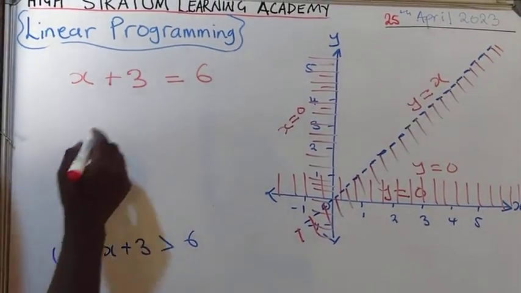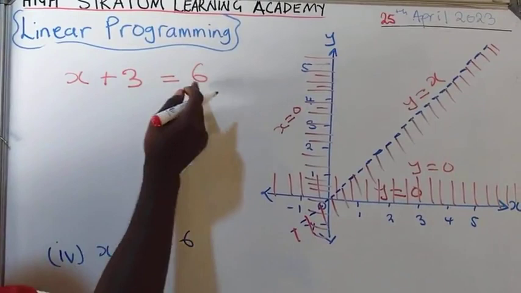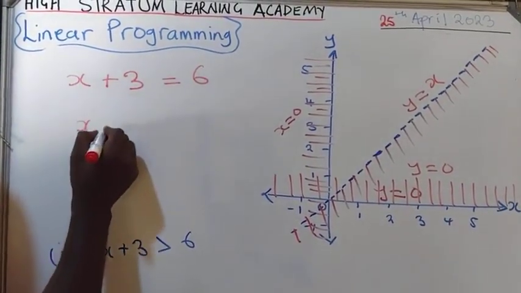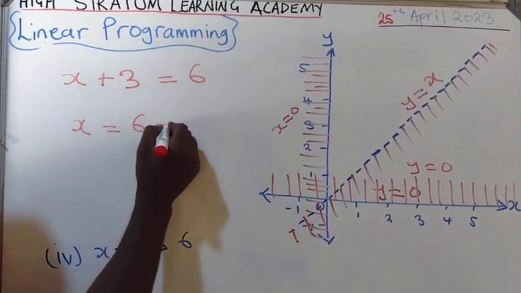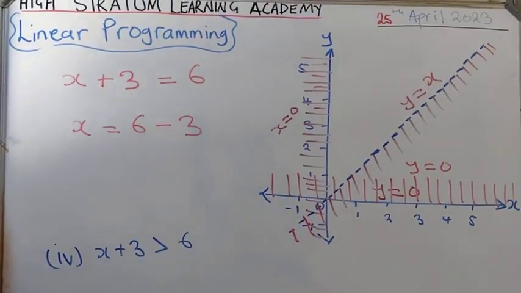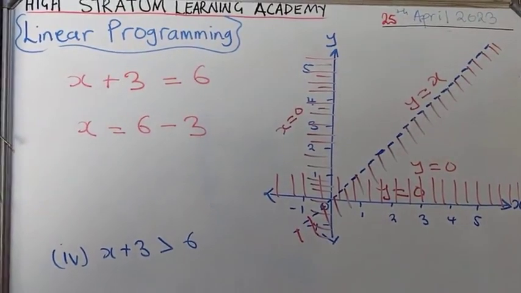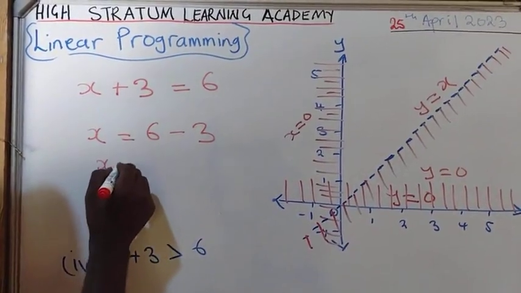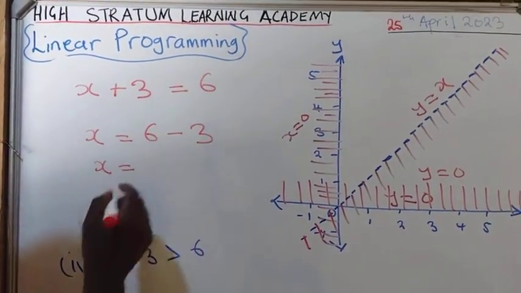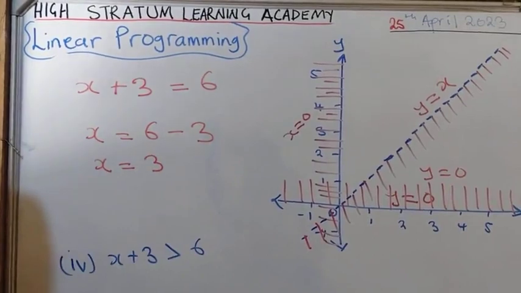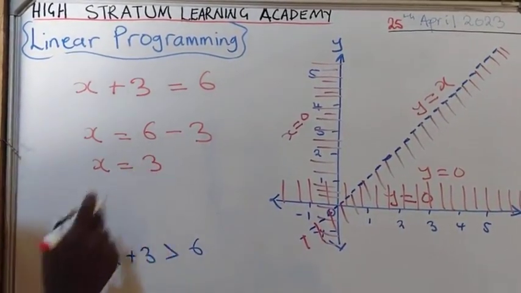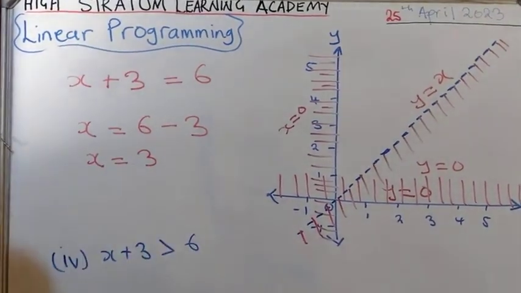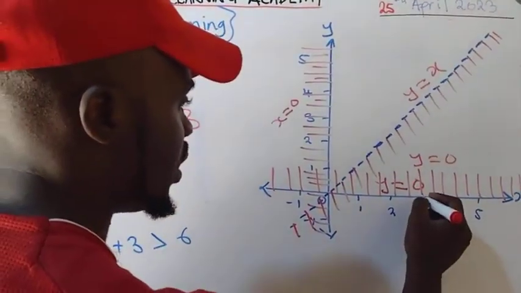Here, positive 3 and 6 are like terms. So I want to solve for x. I'm going to say x is equal to 6 minus 3. Once we do that, we are going to get 3. So let's identify the line where x is equal to 3. This is the line, the point.